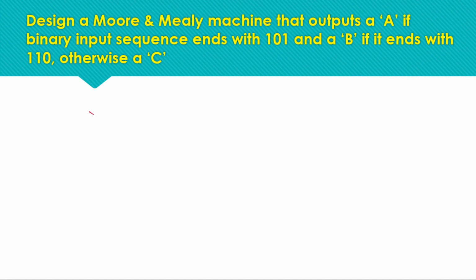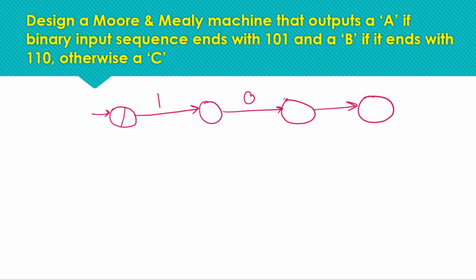So here the minimum string is 101. And last we have 1. Here we have the output c, otherwise output is c, otherwise output is c. So for all other states we are having the otherwise case, and for the last state we are having output as a. So we can name the states as Q0, Q1, Q2 and Q3. Now we have covered this 101 pattern.